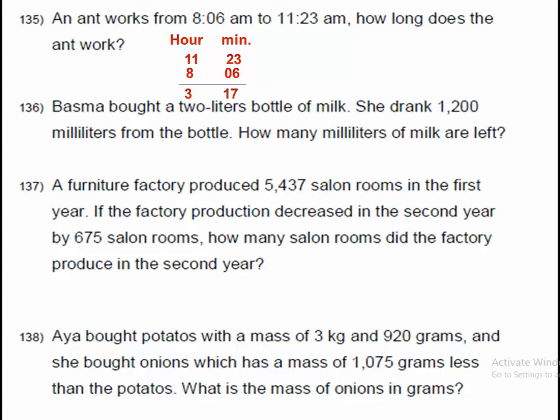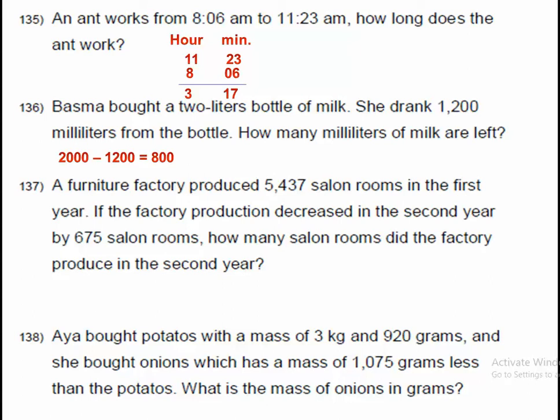Basma bought 2 bottles of milk. She drank 1200 milliliters from the bottle. How many milliliters of milk are left? It will be 2000 minus 1200 equals 800 milliliters.